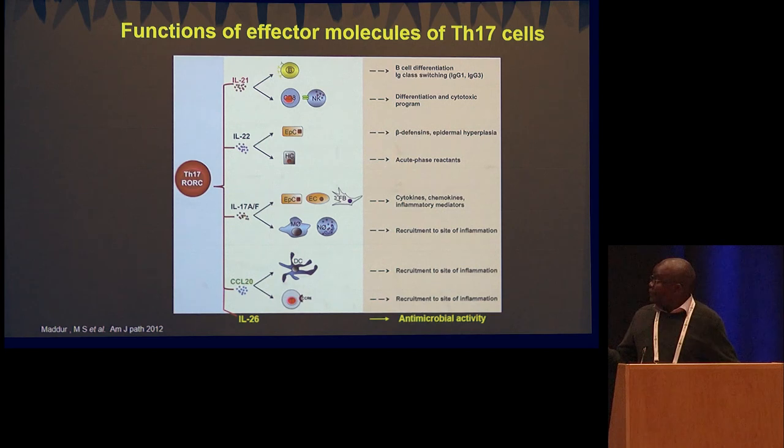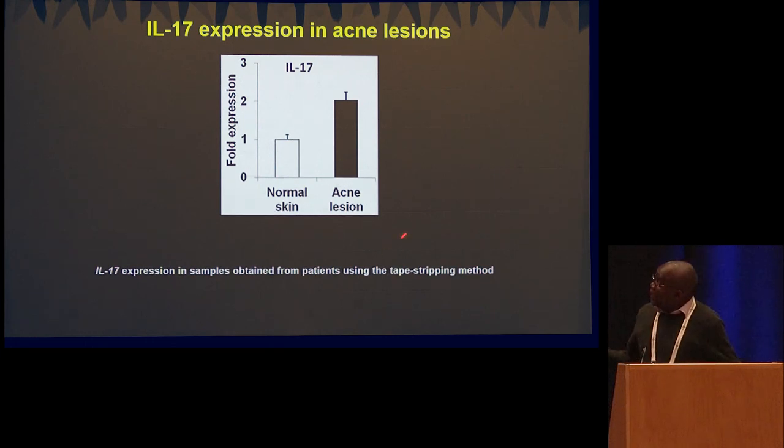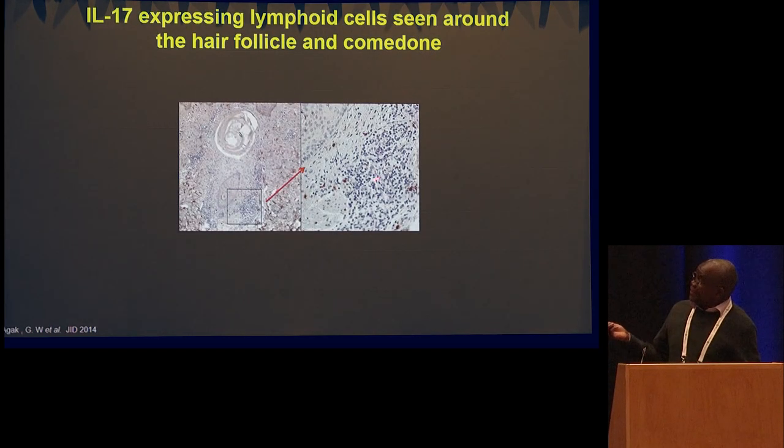IL-17, the signature cytokine produced by these cells, acts on both immune and non-immune cells, and this leads to the recruitment of these cells to the sites of inflamed tissues. If you do tape stripping and compare the levels of IL-17 in acne lesions and normal skin, we see that IL-17 is highly expressed. And if you do immunohistochemistry staining for IL-17, we can see that IL-17 cells are found around the hair follicle and around the pilosebaceous unit, again implicating the role of these cells in acne pathogenesis.